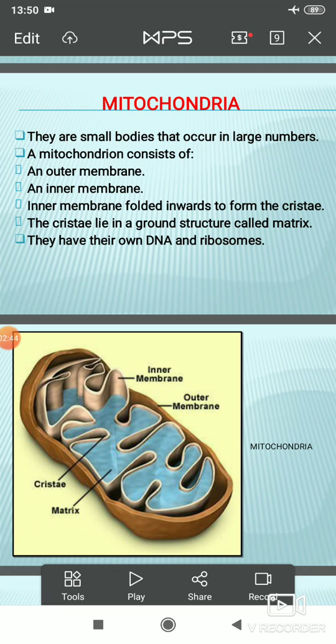The name was given by the scientist C. Benda in the year 1897. If you talk about its occurrence, it is present in all the eukaryotic cells, but as you all know, our RBC, red blood cells, don't have any cell organelles within them, so it is not present there, and it is present in all the prokaryotes.